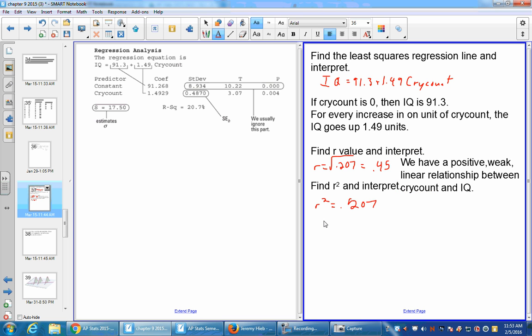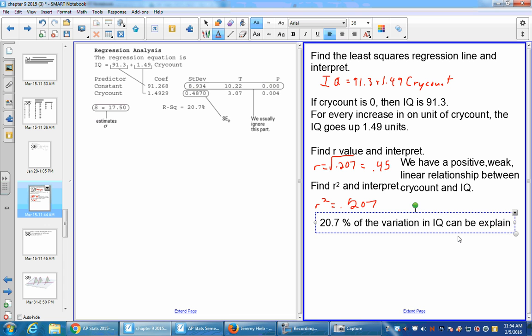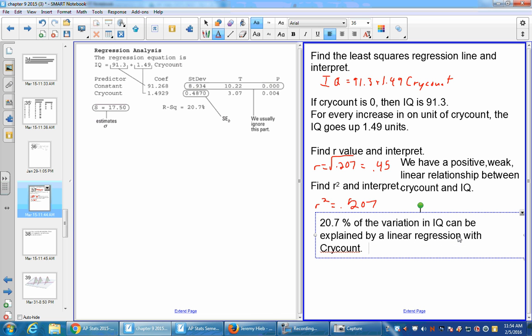Now, our R squared value would say 20.7% of the variation in our y variable, which is IQ, can be explained by a linear regression with cry count. That's how we explain that. The variation in y that can be explained with a linear regression with x.